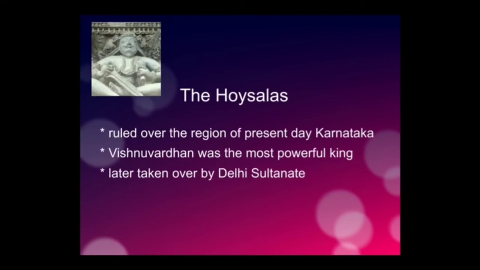The Hoysalas of Dwarasamudra. The most powerful king of this empire was Vishnuvardhana. He ruled over the region of present-day Karnataka, and this kingdom was later taken over by the Delhi Sultanate. So, students, all these rulers and dynasties ruled over the region of the Deccan.